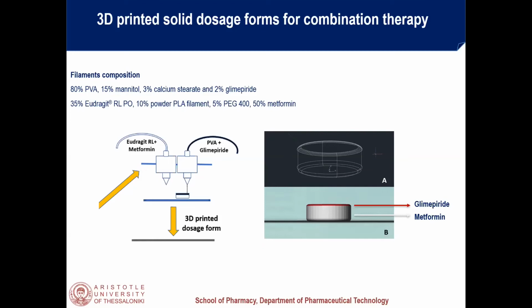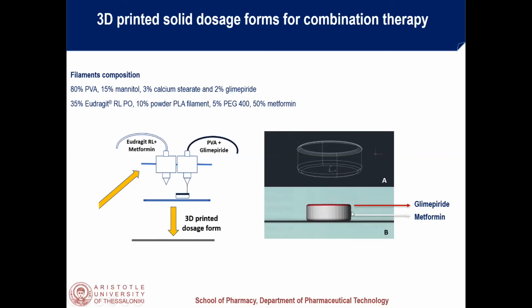So in this case, again, we used dual extrusion this time with the compositions shown in the slide. Again, PVA, mannitol, calcium stearate for glimepiride, and PLA, Eudragit, and PEG for metformin. And here you can see in the CAD the location of the drugs in the solid dosage form.